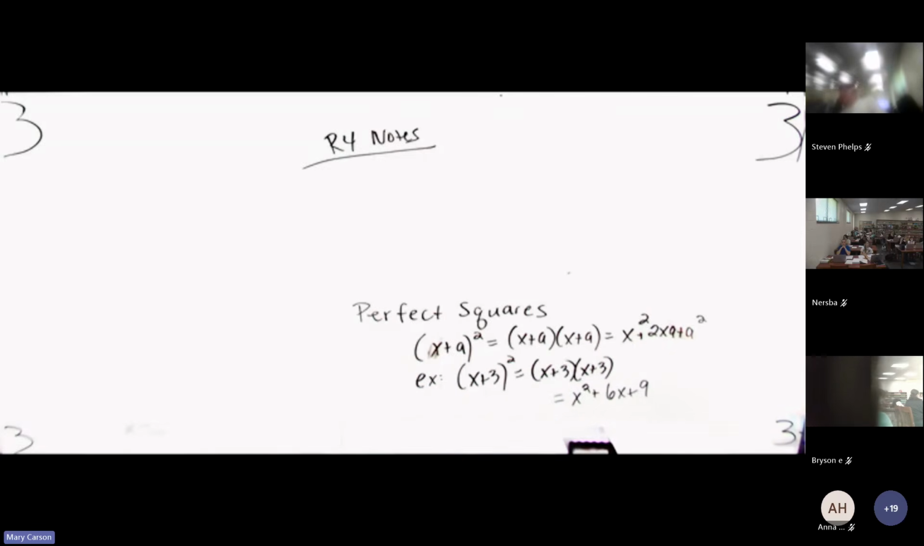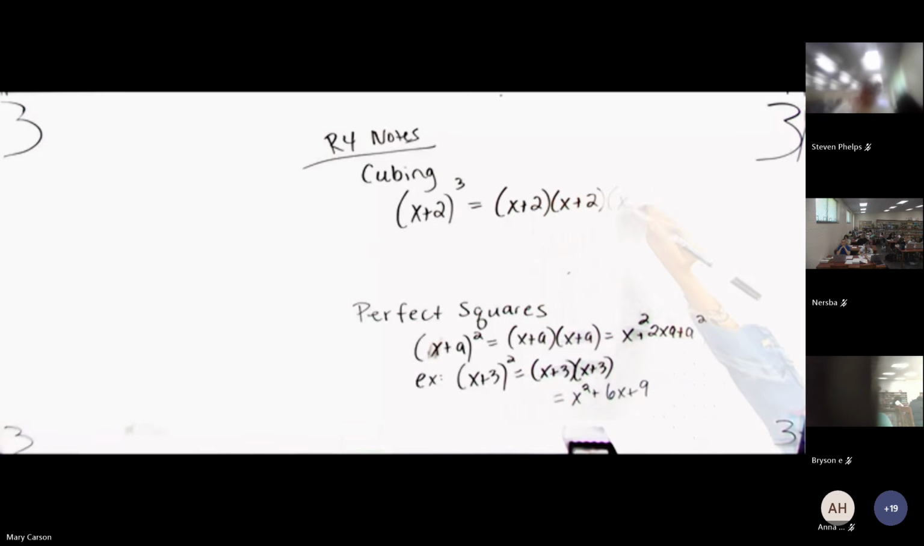All right, cubing is what it sounds like. It would be if I had x plus 2 to the third power, which just means I'm doing it 3 times. Okay, you can multiply that all the way out. This would be x plus 2 times x squared plus 4x plus 4, and you could keep going out with it.